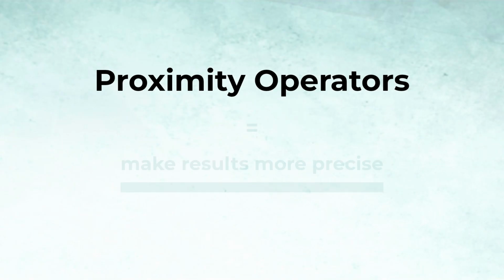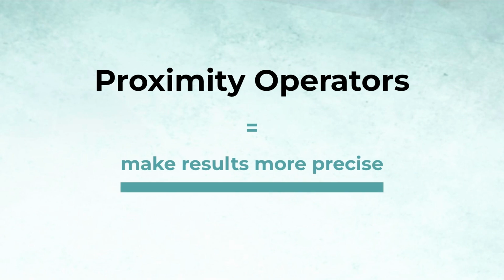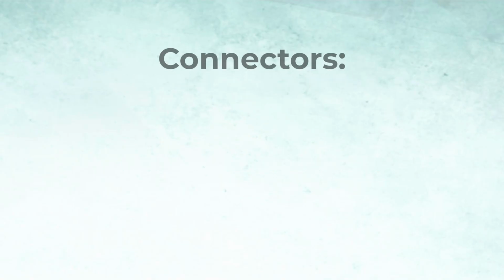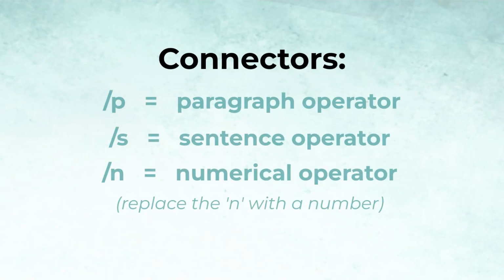Proximity operators are used to identify how closely words appear to each other in a document. Here are some of the most commonly used connectors for proximity operators.